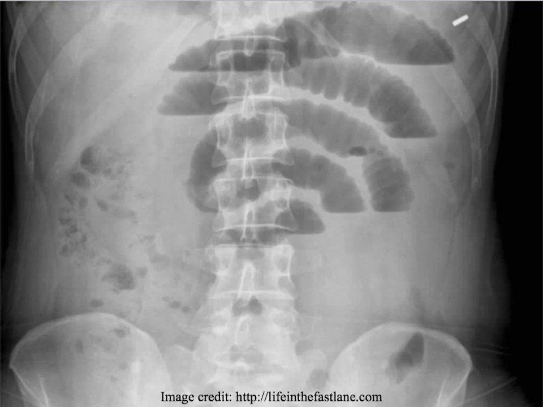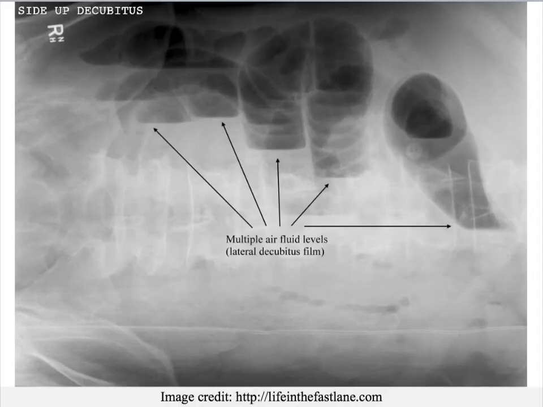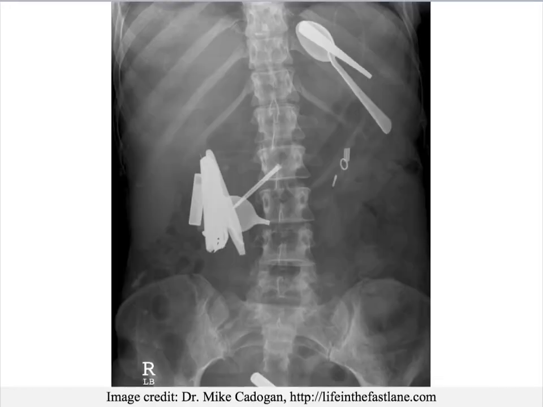This is an X-ray of a patient with crampy, colicky abdominal pain. Do you see the problem here? He had dilated small bowels and multiple air fluid levels, suggestive of a small bowel obstruction. This is the same patient with the same bowel obstruction now lying on their side. You can see the air fluid level as indicated. What about this X-ray? There are multiple foreign bodies that are very well seen by the X-ray.